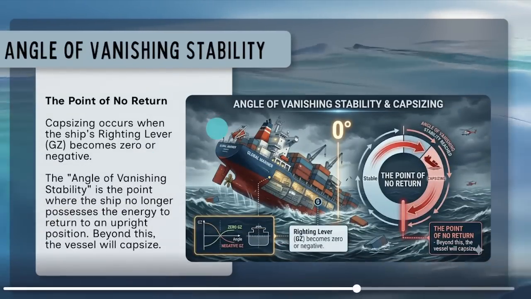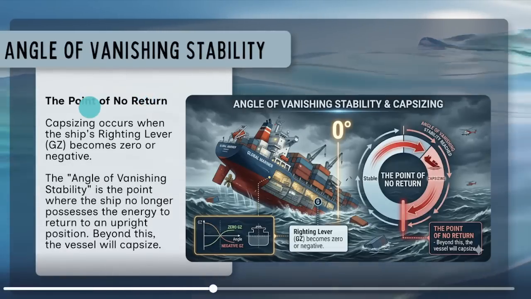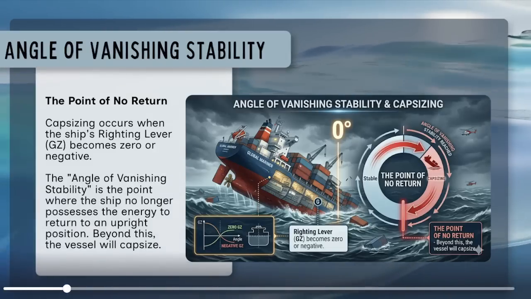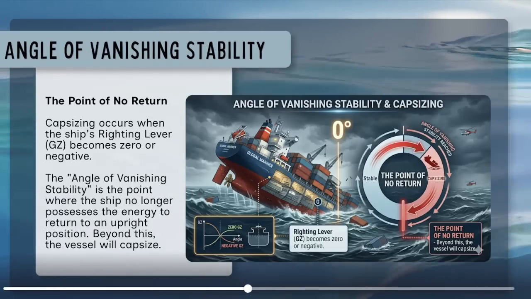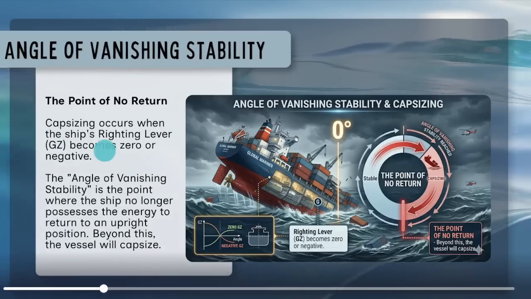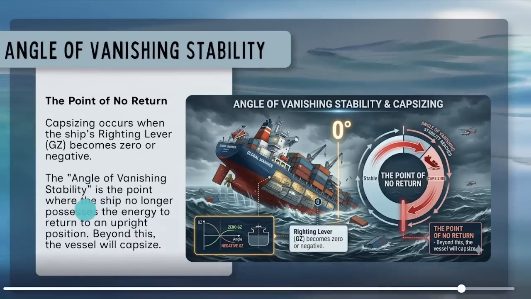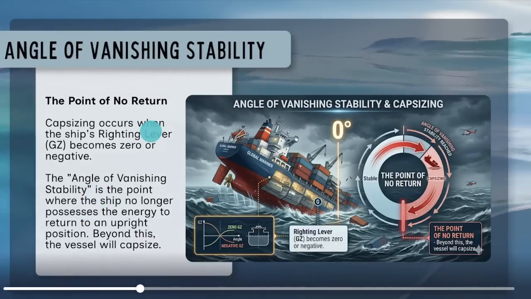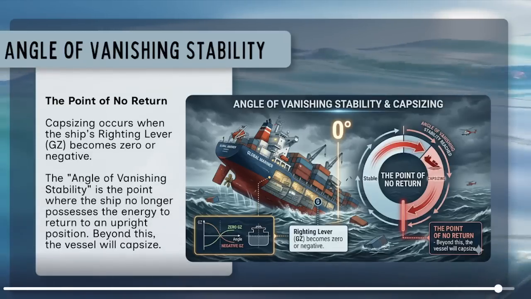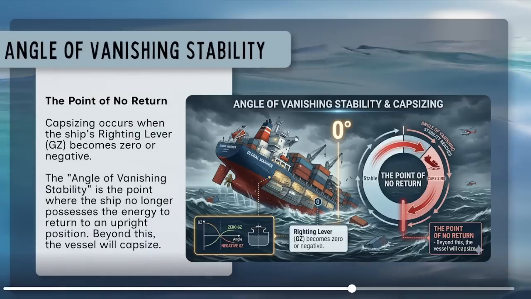So I have here now the angle of vanishing stability. So the point of no return. Capsizing occurs when the ship's righting lever becomes zero or negative. The angle of vanishing stability is the point where the ship no longer possesses the energy to return to an upright position. So beyond this, the vessel will capsize.